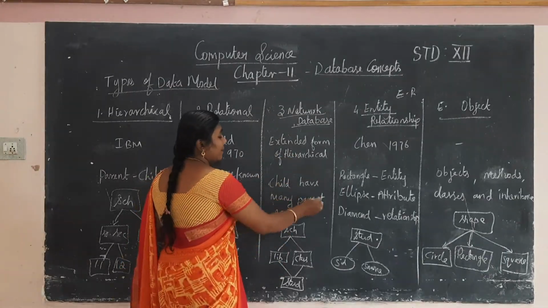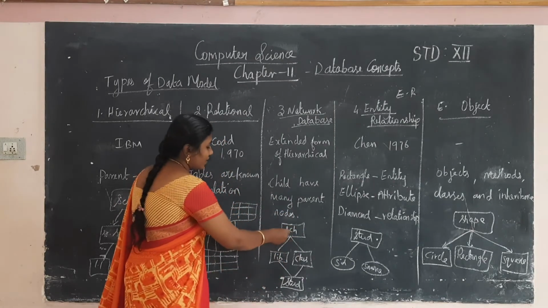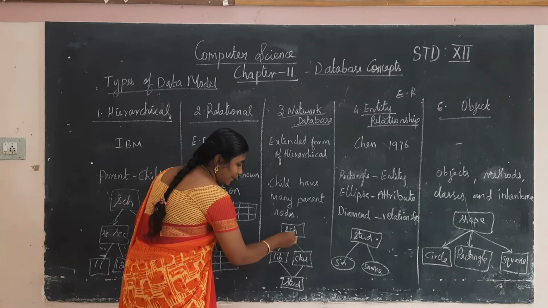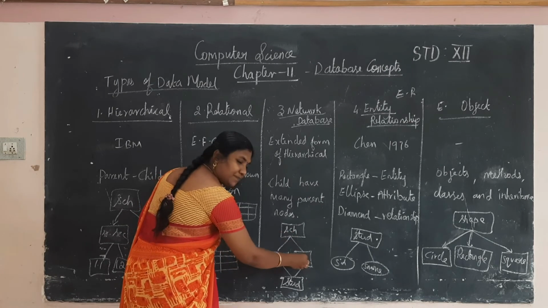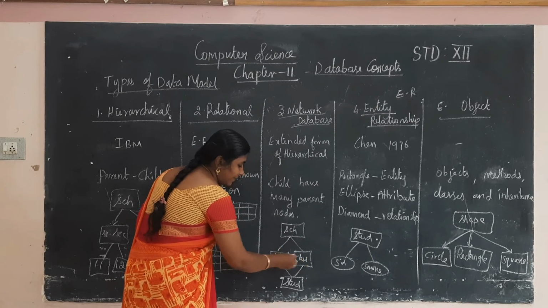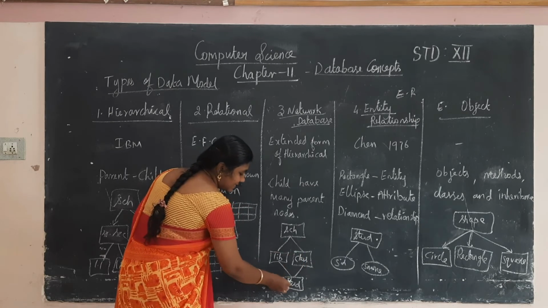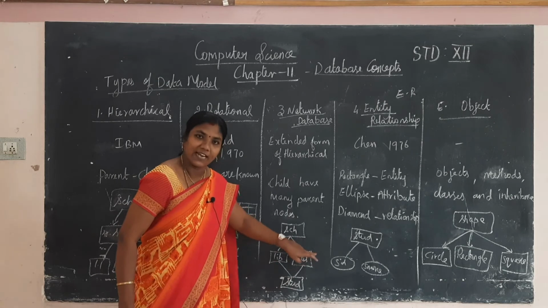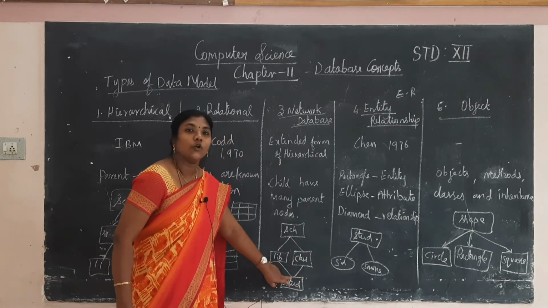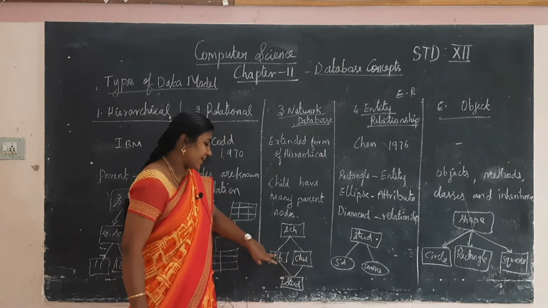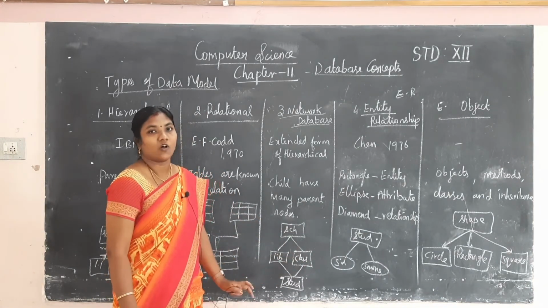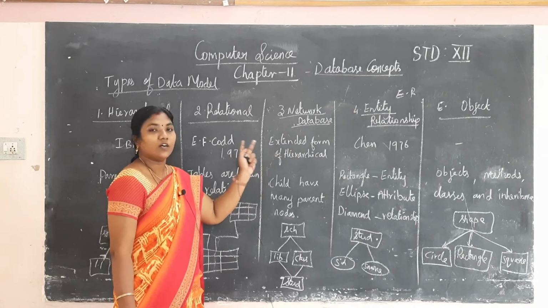A child can have many parent nodes. Take school, library, and class. School is the parent, and it can have more than one child, so library and class. A student can go to the library and can also go to the class, so the student has two parents, that is library and class. This way of connecting the database is called the network database.